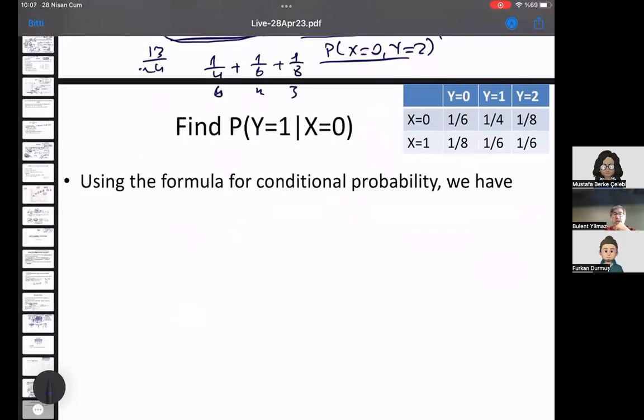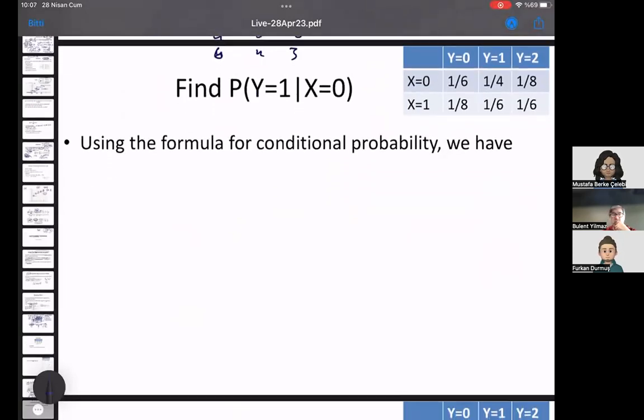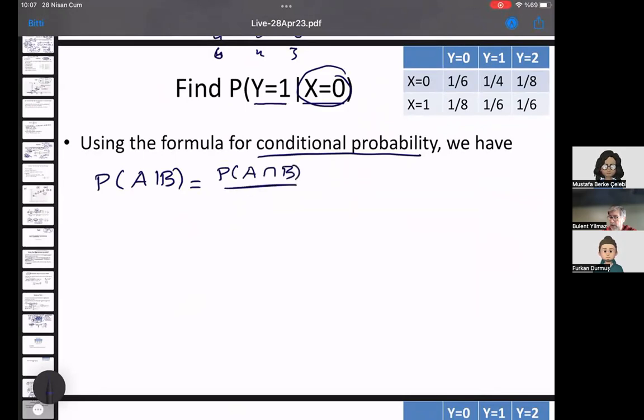Now let's focus on this question, guys. Can you solve this question? Probability of y equals 1, given that x equals 0, conditional probability. Do you remember the probability of A given B? What was the probability of A given B? Probability of A and B divided by probability of B, right? Is this clear? Arkadaşlar, conditional probability, do you remember this? A given B is A and B divided by B.